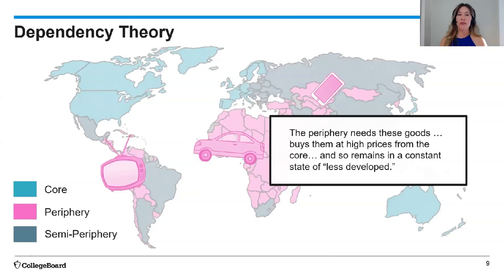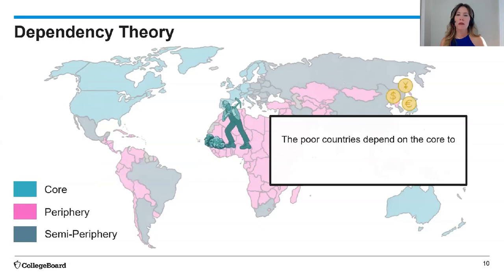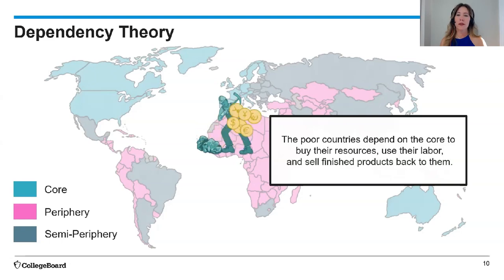And with the money that they've gotten from selling resources, their natural resources, to the core, they buy goods at high prices from the core. And so you remain in this constant state of less developed. All the money that they're getting from selling the raw materials, they are spending on high value goods, whether it's phones or cars or appliances and TVs. Poor countries depend on the core to buy their resources, use their labor, and sell finished products back to them.